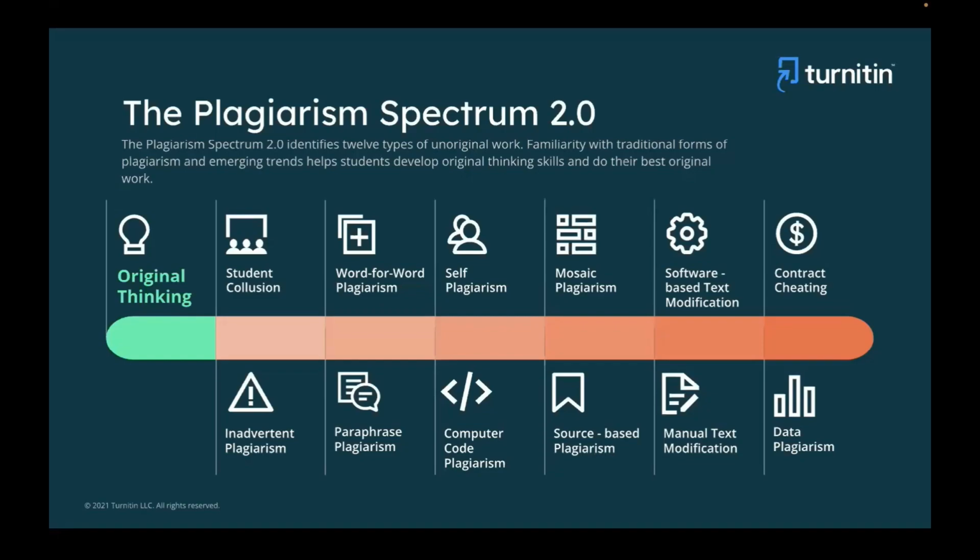There is code plagiarism. Turnitin has a tool called Gradescope, which will give them code similarity also. Between students, they will be able to identify code similarity as well. So these are some 12 types of unoriginal work that are available currently.